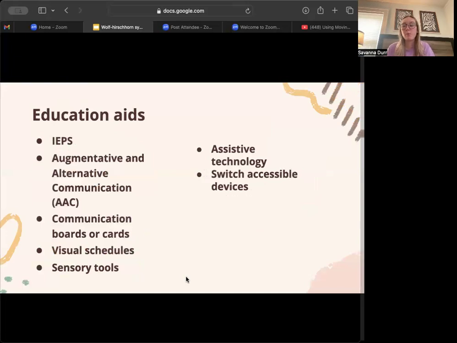So there are so many education aids and programs that can help these students. I'm just going to go through a few so you just have an idea. So IEPs are individualized education progress systems. So these just track a specific student's work, and it's a binding and legal document between a student, parent, teacher, and principal of a school.